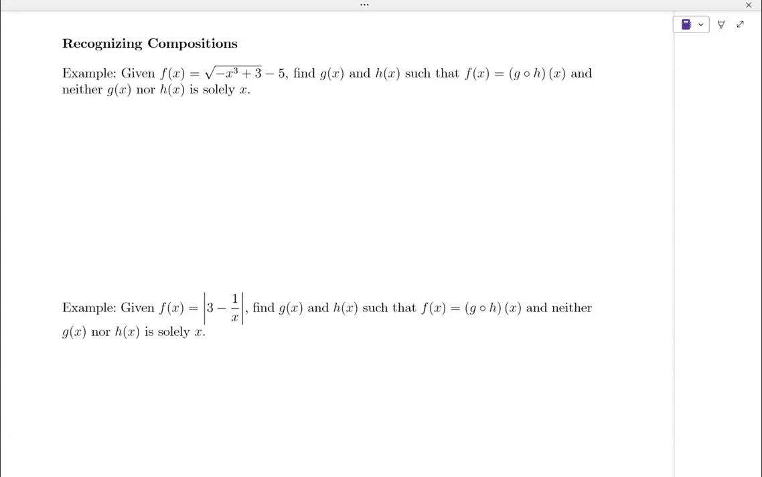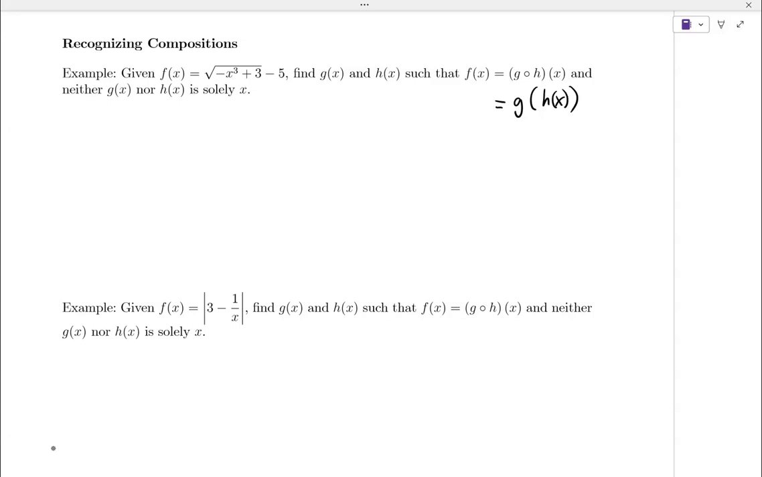So this one says we've got the function f of x is square root of the opposite of x cubed plus 3, and then minus 5 on the outside of the square root. It's asking us to identify an inside function and an outside function, essentially. So what I mean by that is, if I rewrite this as g of h of x, I've got some function with just an x in it on the inside, and then some function where I've replaced the x with that function on the outside.